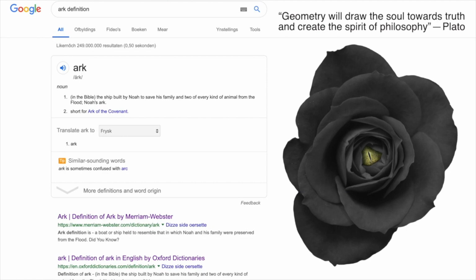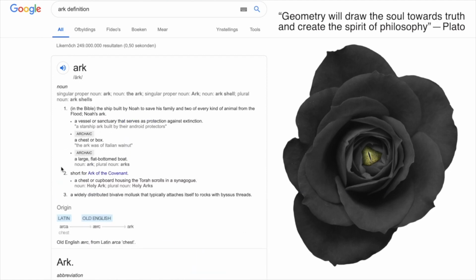So let's take a look at the definition of ark, which is again the ship built by Noah to save his family and two of every animal from the flood. A vessel or sanctuary that serves as protection against extinction, a chest or a box, a large flat-bottomed boat. It is also short for Ark of the Covenant, a chest or cupboard housing the Torah scrolls in a synagogue, and again is this widely distributed mollusk, which is irrelevant to this study.